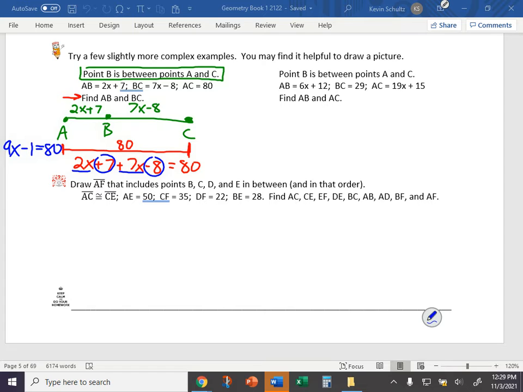x equals 9. Is that the answer? No. I guarantee some of you will make this mistake on the test because you're not paying attention right now. You're going to solve for x, you're going to circle it, and you're going to move on to the next one.